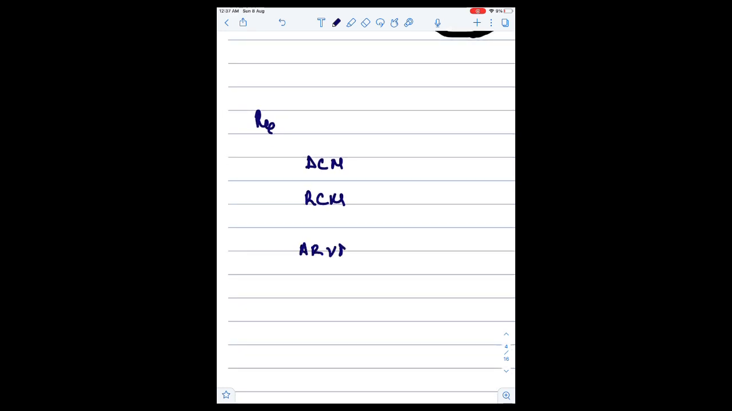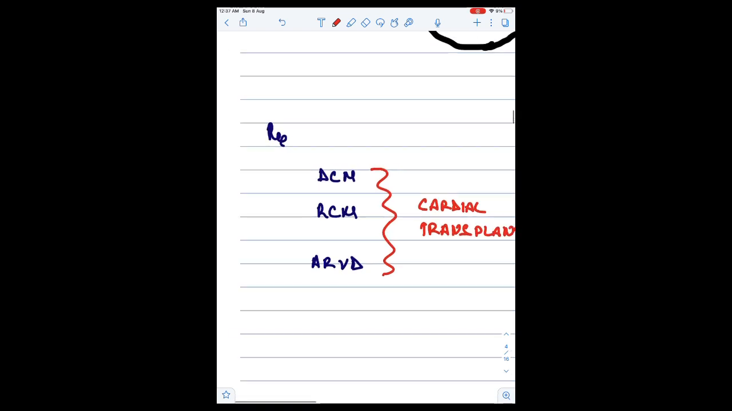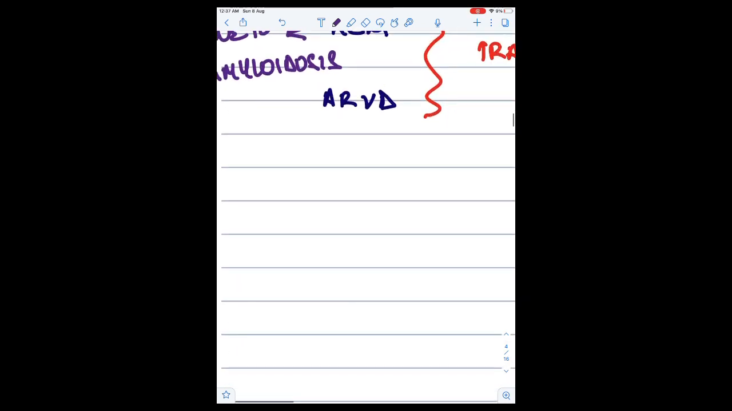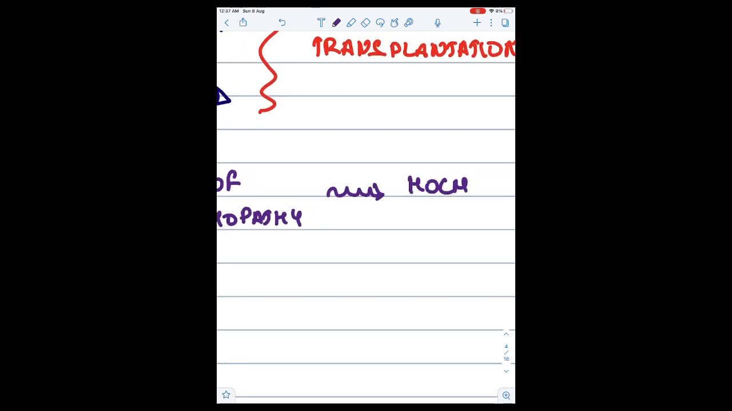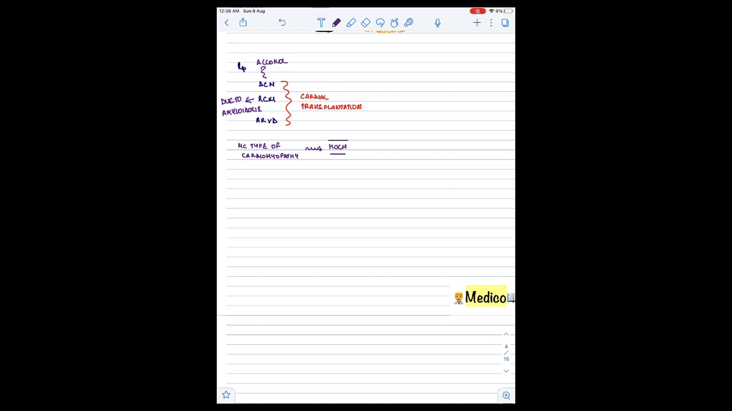Now comes various types of cardiomyopathy. We can have dilated cardiomyopathy, restrictive cardiomyopathy, and arrhythmogenic right ventricular dysplasia. The treatment of choice of all the three is cardiac transplantation. One of the most common reasons of DCM is alcohol intake. Restrictive cardiomyopathy occurs due to amyloidosis. And ARVD, we shall be discussing later on. But one of the most common types of cardiomyopathy is still HCM, which is treated by alcohol-based septal ablation.